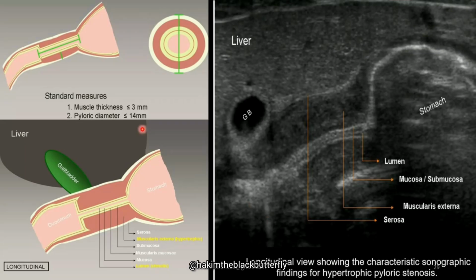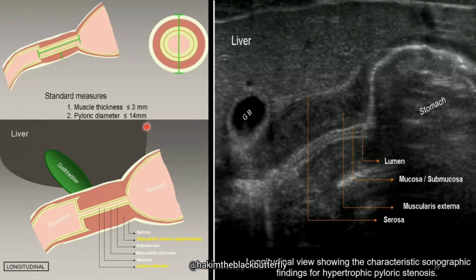Okay, this is the pylorus. Normally, let me start with the muscle thickness. The muscle thickness that you see here is normally not less than 3 millimeters. Okay, then the diameter, if you look at the diameter of the pylorus, usually it's around 14 millimeters or less.